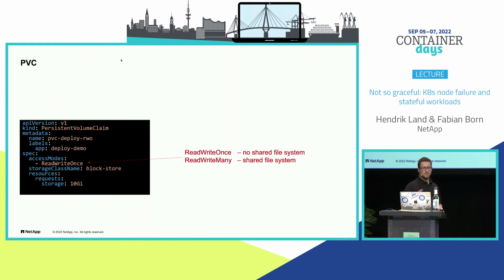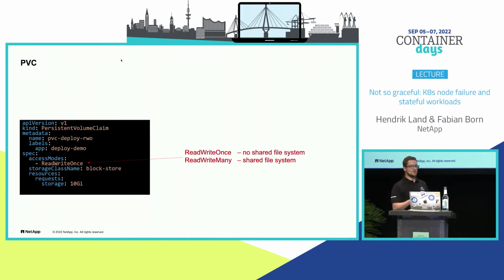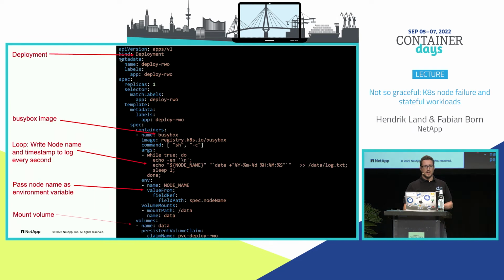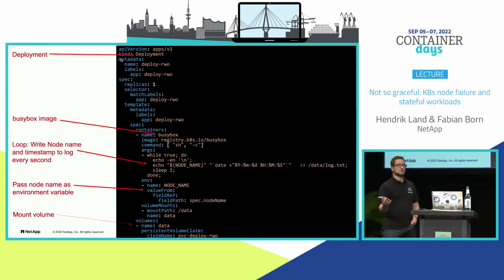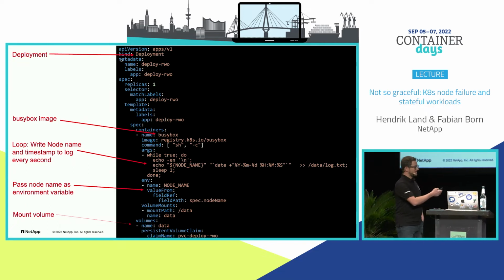We have a volume claim, or actually 4 of those, which looks like this. There's one for read-write-once and one for read-write-many access mode. We have our deployment. As I said, we have a BusyBox image. We run that endless loop that just prints the node name and the timestamp into /data/log.txt once per second. The node name we get from the pod spec. Kubernetes updates that whenever the pod is rescheduled to another node, so we can easily use that and actually know this is the node on which we are running.